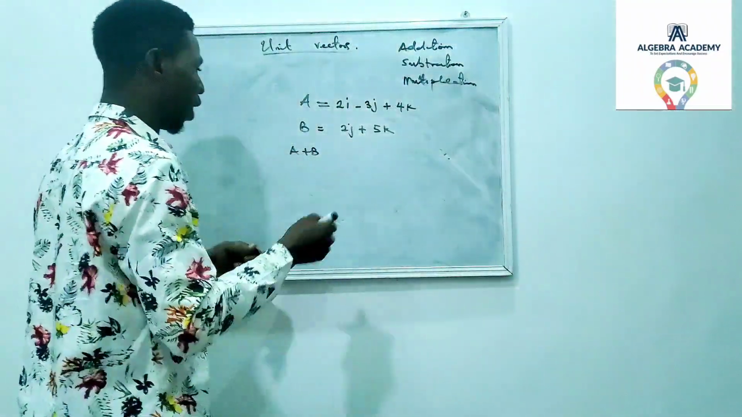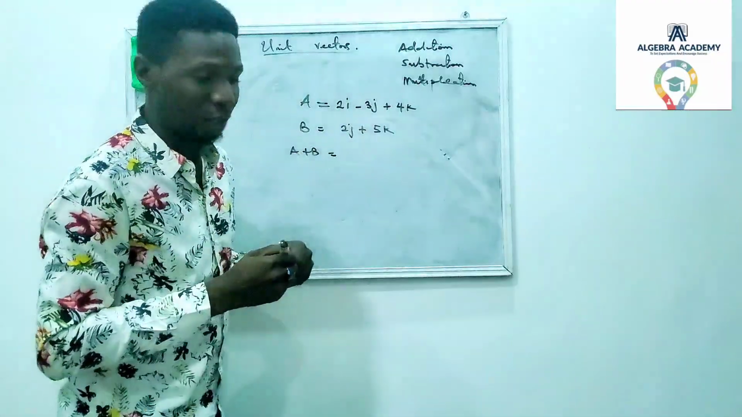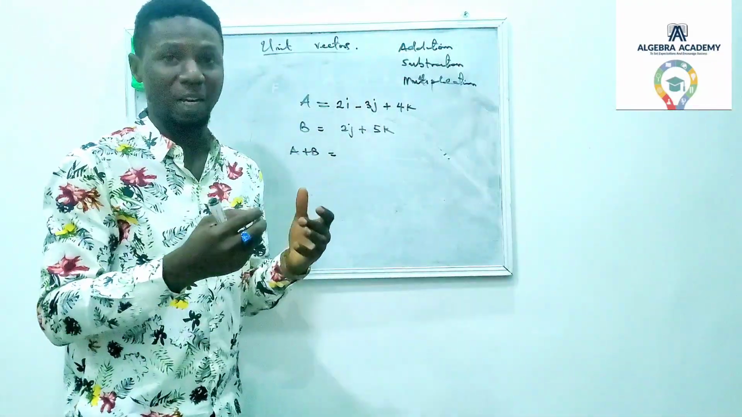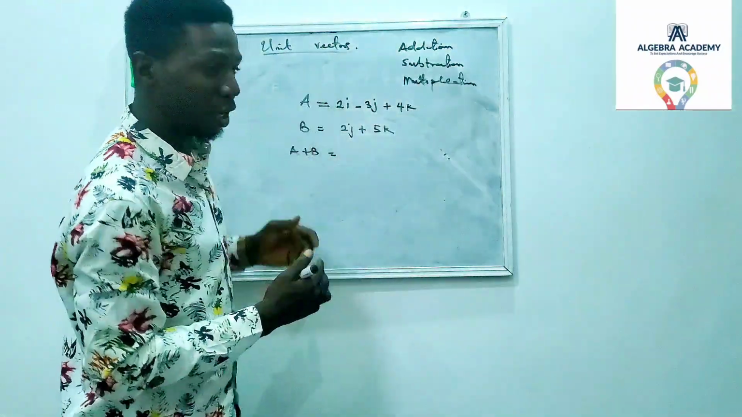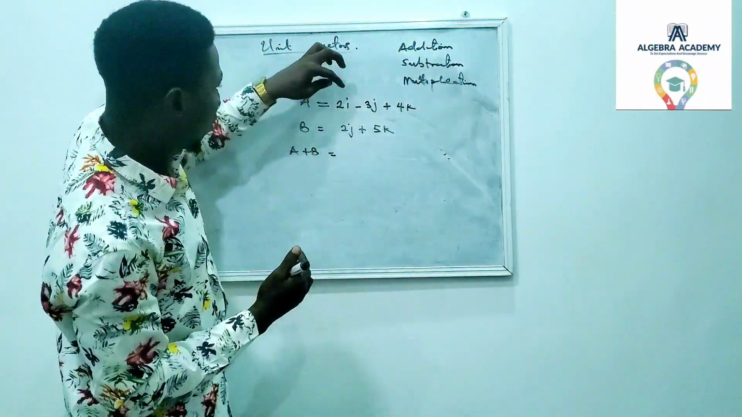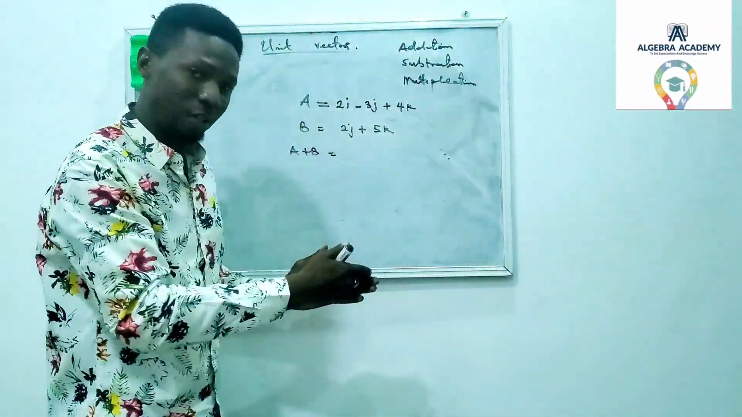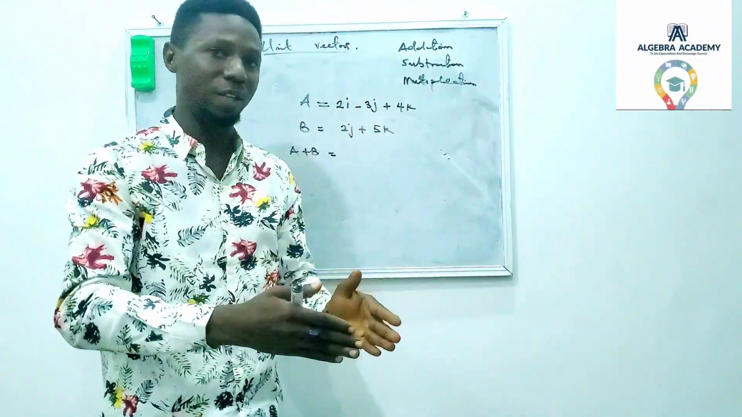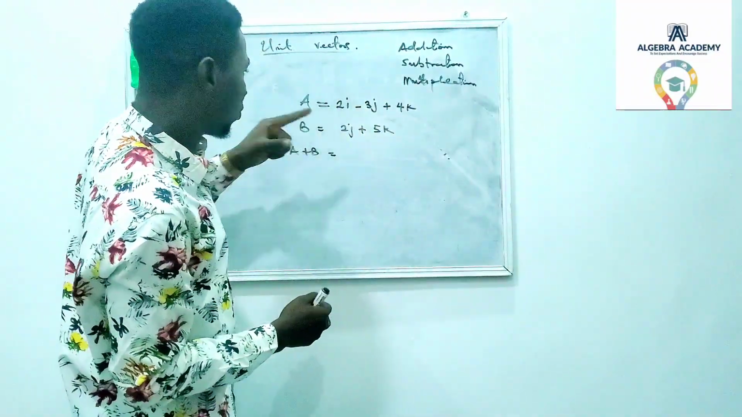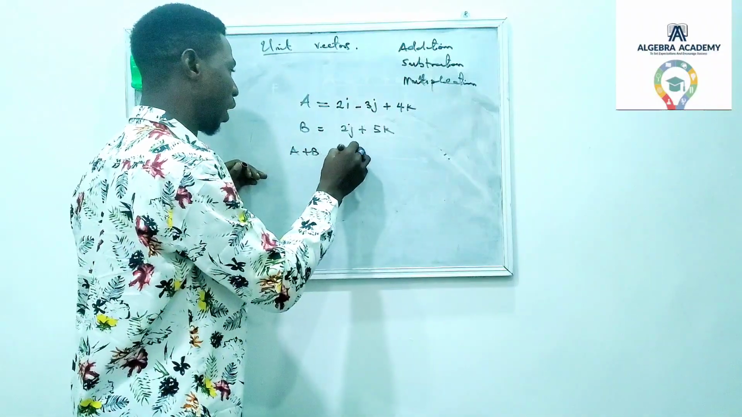So let's see what we have. Since we have i for A, but we are not having i for B, we consider that the i for B is 0. So it will be 2i plus 0. I hope you understand, because we are adding according to their components. So we add all the i components together. We add all the j components together. Likewise, the k components, we add them together. So 2i, since B has no i, it is 0. So 2i plus 0 will give you 2i.